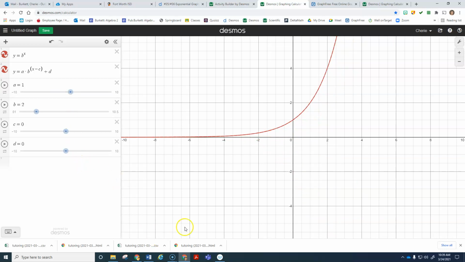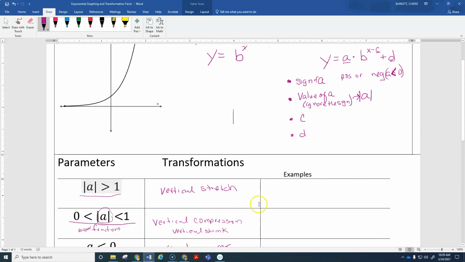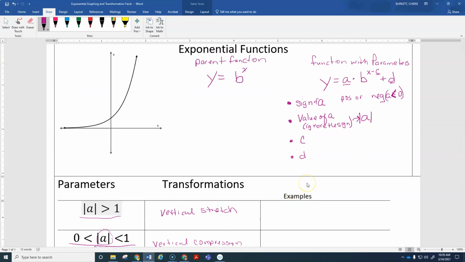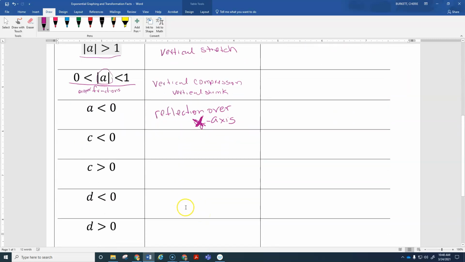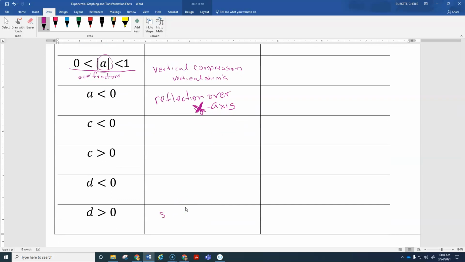So that's why we don't pay attention to the sign when we look at the value of A. The other two should be pretty easy to remember because they are causing translations. This C is shifting or translating left and right. And this D is shifting or translating up and down. So how do we know when it goes up? And how do we know when it goes down? It goes up when D is positive. This is a shift up. This is a shift down.